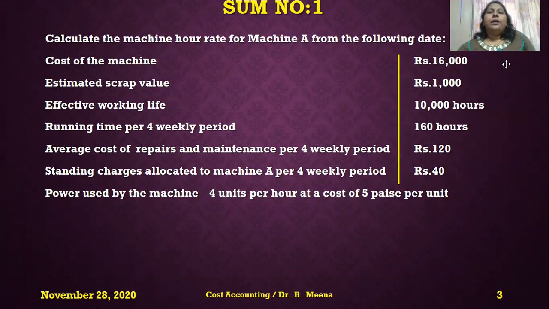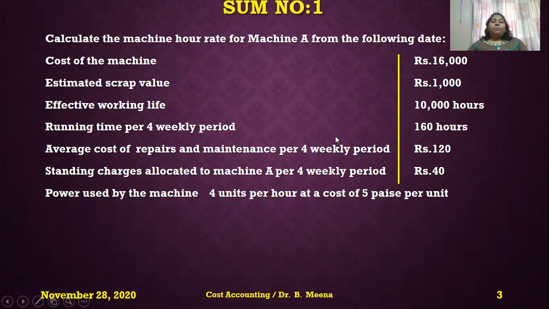Calculate the machine hour rate for machine A from the following data. The cost of the machine is 16,000, estimated scrap value is 1,000, effective working life is 10,000 hours, running time per 4 weekly period is given as 160 hours, average cost of repairs and maintenance per 4 weekly period is 120, standing charges allocated to machine A per 4 weekly period is 40, power used by the machine is 4 units per hour at a cost of 5 paise per unit.